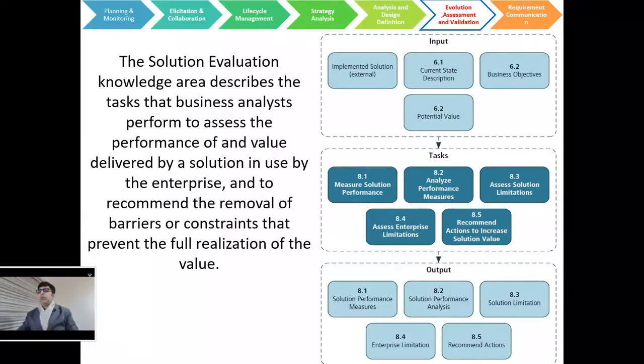And also, for a meaningful analysis of the performance measures, we need a thorough understanding of the potential value that stakeholders hope to achieve with the solution. So what happens in practical life is that on day one, when we discuss, stakeholders say I want to achieve this thing.